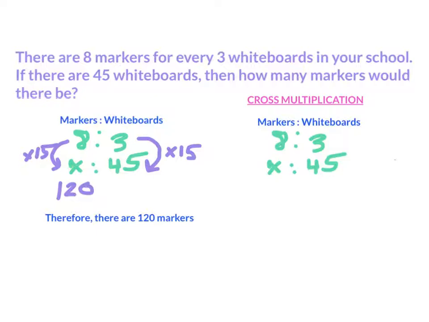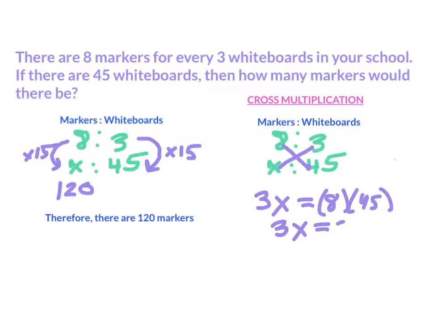But then what you are going to do is you're going to draw an X. So you're going to draw lines going across from each number. So the 8 connects with the 45 and the 3 connects with X, and whatever is on either side of the line you're going to multiply. So I'm going to multiply the 3 and the X to get 3X, and then I'm going to make an equal sign, and then I'm going to multiply what's on the other side of the other line, which is 8 and 45. So I'm going to make an algebraic equation, 8 times 45.